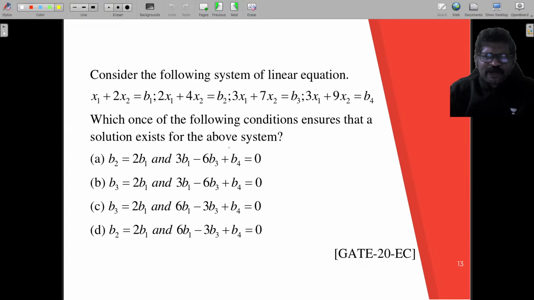Consider the following system of linear equations. Which of the following conditions ensures that a solution exists for the above system? It is a non-homogeneous system. First you have to consider the augmented matrix AB, then reduce it into echelon form. That's why I am considering the augmented matrix AB.